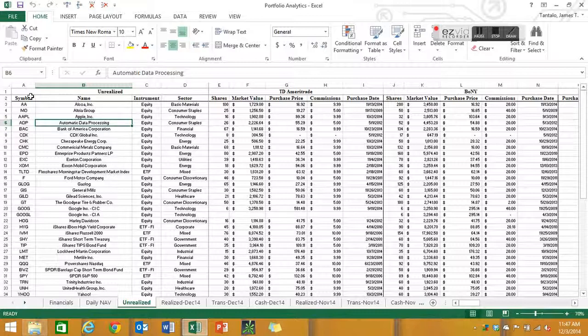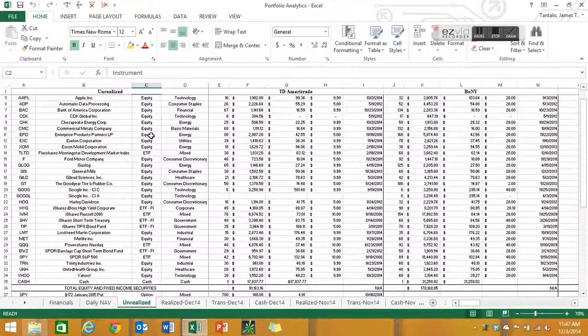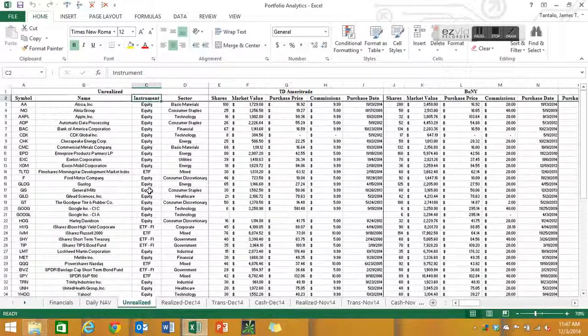So we've got our symbol, our ticker, we have the name of the company, and now column C has the instrument. The instrument is whether it's an equity, an ETF, or an option or cash. So you'll see our first 11 stocks. They're equities. They're stocks. The first 11 securities are stocks. Our 12th one, which is the FlexShares Morningstar Development Market Index, is called an ETF.